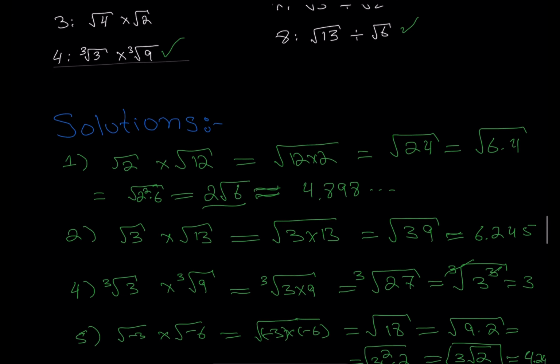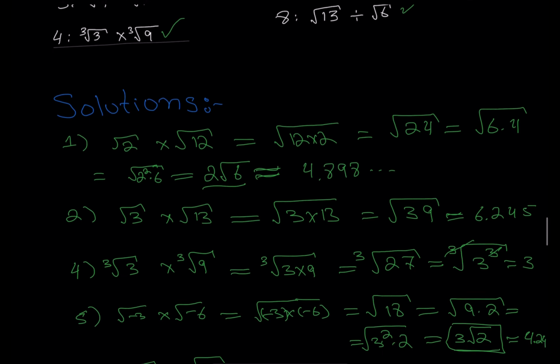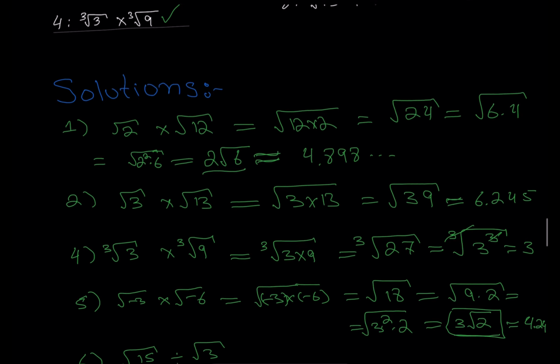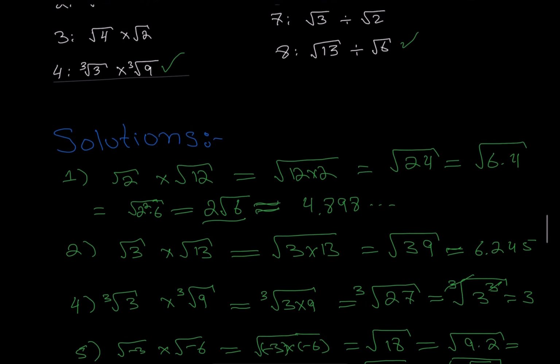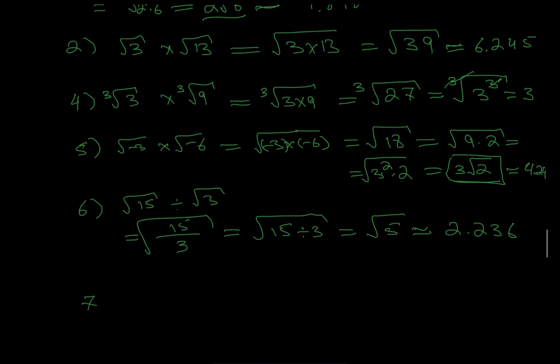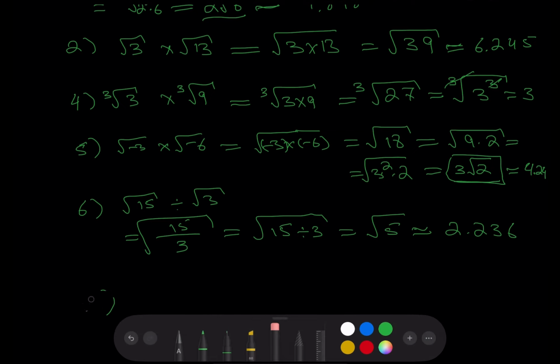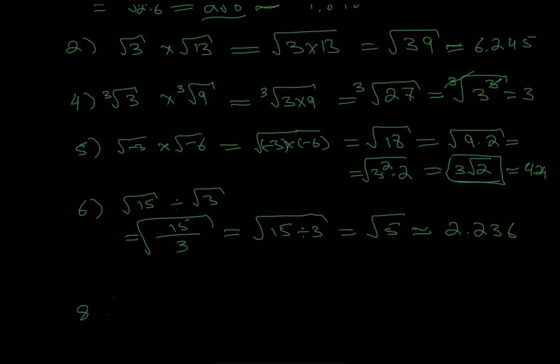And now let's try to solve number 8, the square root of 13 divided by the square root of 6. Number 7 is, no, not 7, the 7 is you guys. Number 8 is, let's clear that, don't want to confuse you guys. Okay, so number 8 is the square root of 13 divided by the square root of 6.